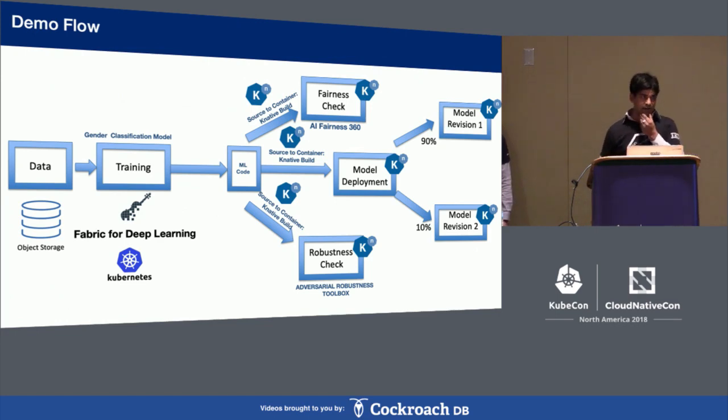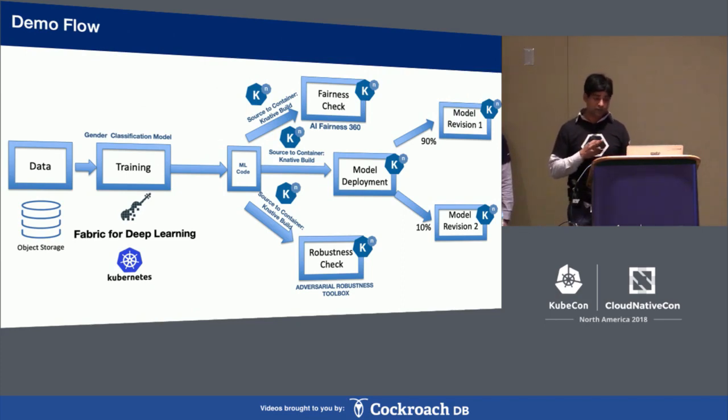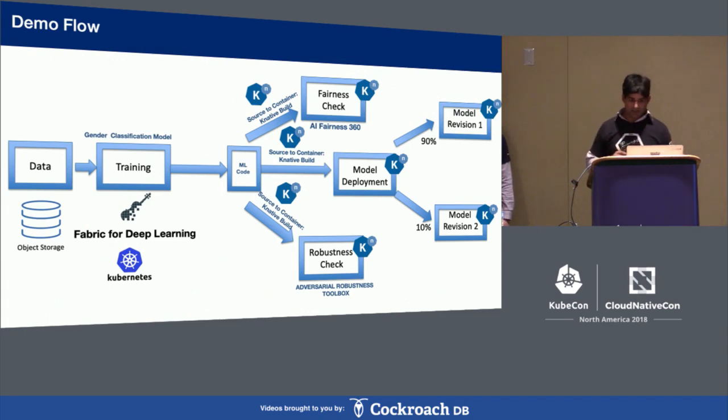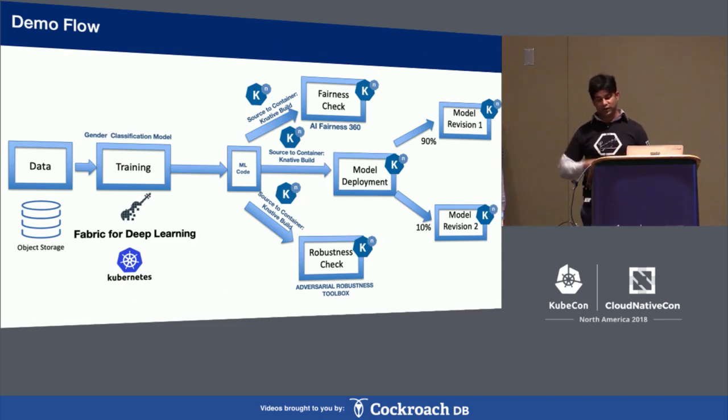If we look at the demo flow, we are using Fabric for Deep Learning under the covers for training on top of Kubernetes. The data is stored in object storage. Once the model is trained, you have the ML code. Then we use KNative Build, source to orchestration, to create containers for the robustness check, which under the covers uses our toolbox, and for the fairness check, using AI Fairness 360. And then we deploy the model. Finally, we will also show that once your model is deployed and you change something and launch a new version of the model, how do you do canary testing on it? So with that, I'll pass on to Tommy.